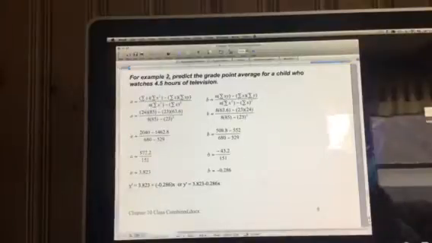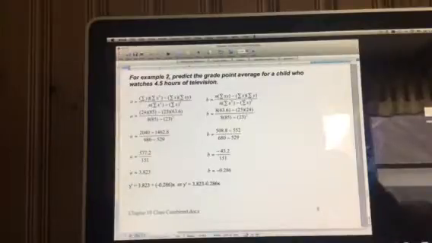This video will look at calculating the regression line for a negative relationship. So from example 2, where we had the number of hours of TV that a child watched and their GPA, we want to try to predict the grade point average for a child who watches 4.5 hours of television per day. So again, similar to the same A and B formulas as we had seen in the positive relationship example.